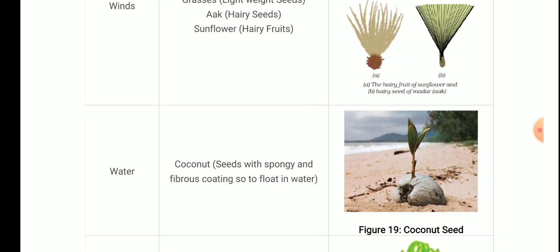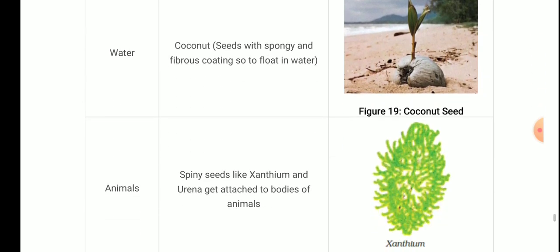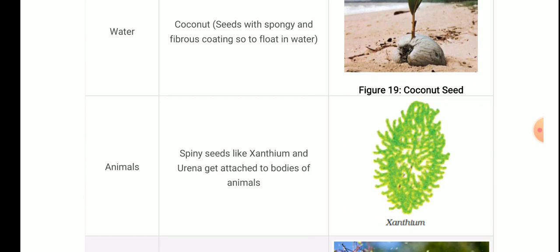Now, seeds with a spongy and fibrous coating can float in water. If some seeds cannot disperse with the help of wind, then they will be dispersed with the help of water, but for that they need a spongy and fibrous coating so as to float in water. Clear? Next is animals. Some animals also help in seed dispersal.